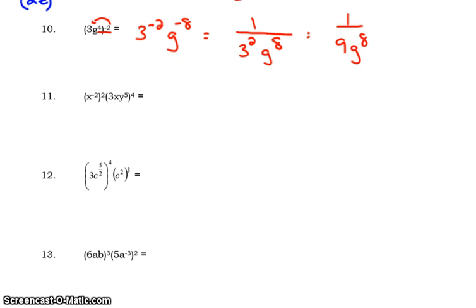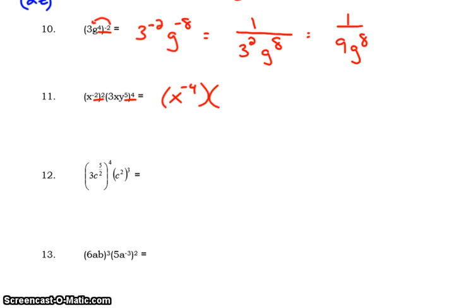Okay, number 11, we have a lot of stuff going on in number 11. We've got a power to a power for two different things, and we have multiplication. We have to multiply the first term, x to the negative 2 squared, times the second term. But order of operations, remember, tells us we have to do exponents before multiplication. So the first one, x to the negative second squared, remember, power to a power is a product.